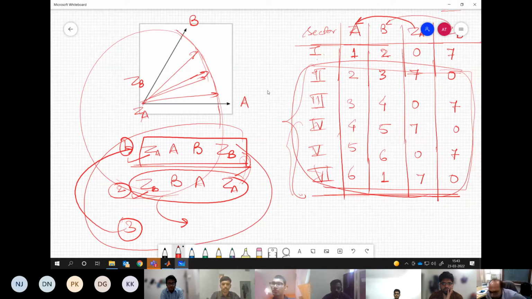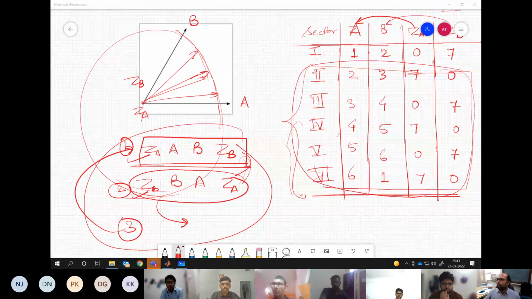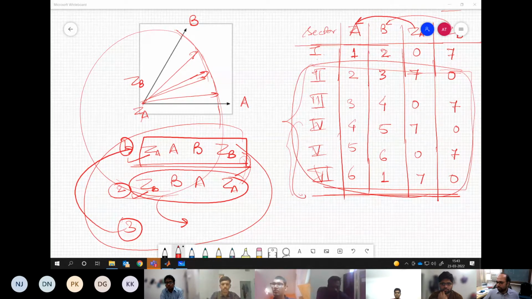Clear, sir. Clear for everyone? Yes, sir. Okay, a lot of people have dropped out, or is everybody there? I'm not able to see all 12 people on the screen. What happened to the other 6 or 5 people? Or 4 at least?